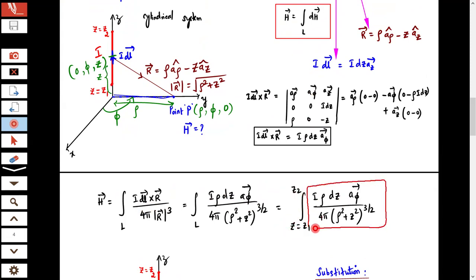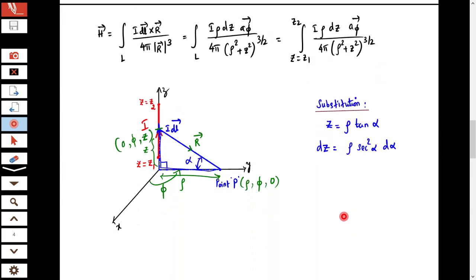When you look at this expression, which is an integration with respect to z, it is a little complicated to evaluate. So we are going for the substitution method. Instead of rho square plus z square, or instead of z, we are transforming it into some angular variable alpha.